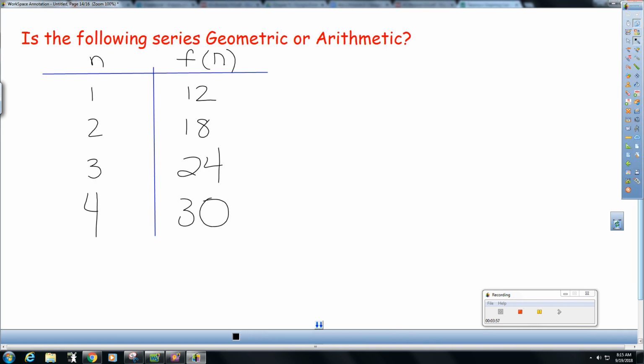Okay, this is an old school throwback problem from chapter 1. Are these geometric or arithmetic? Notice I chose big ones to try to throw you off. It kind of looks geometric because it's getting big quick. But how did we get from 12 to 18? We added 6. Let's test it. 18 plus 6. 24 plus 6. What is it? Arithmetic.